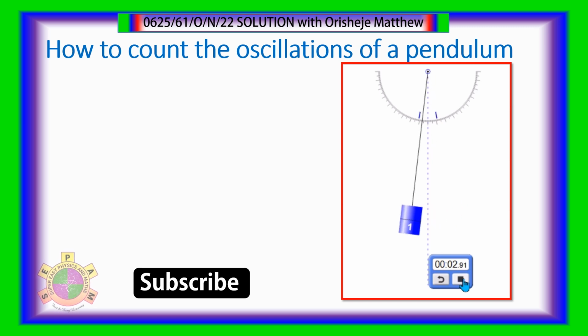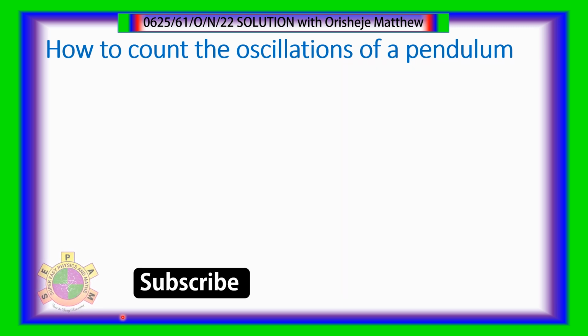1, 2, 3, 4, 5, 6, 7, 8, 9, 10. So this one we have 17.03 seconds. So we can use this as the period of oscillation. So the pendulum makes 10 oscillations in 17.03 seconds.